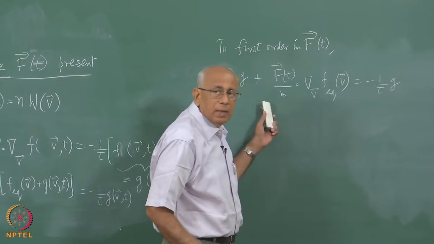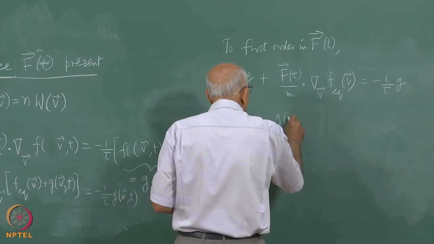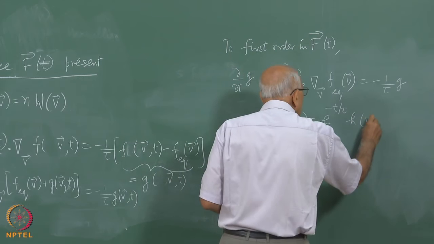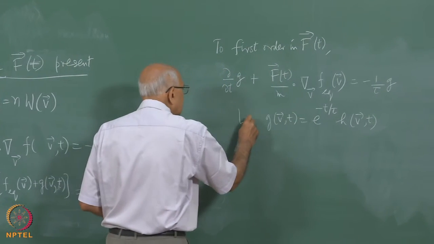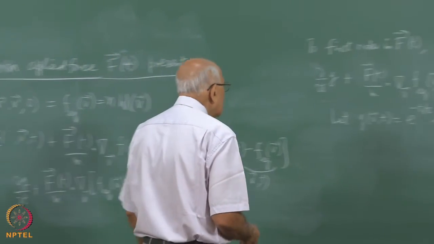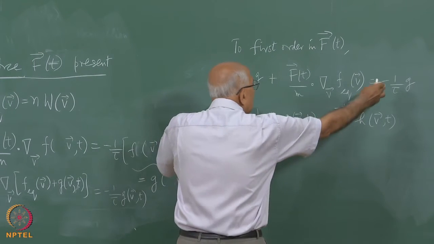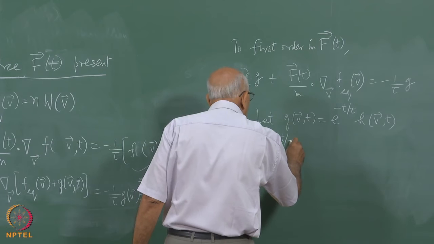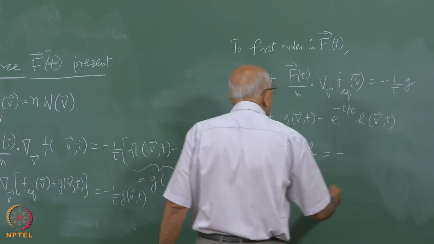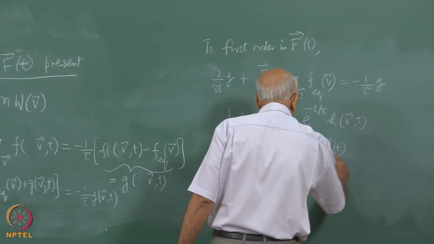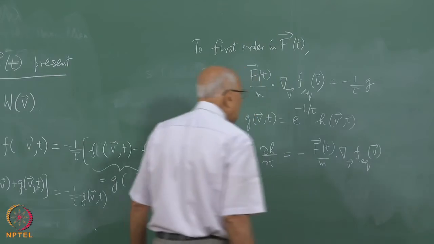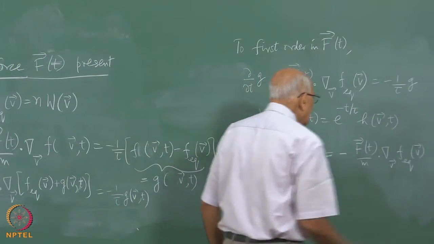Now of course one brings this to this side, and that is the same as saying that g of v comma t equals e to the minus t over tau times something else, let us call it h of v comma t. I am just removing this integrating factor. So the first term is minus 1 over tau times g itself, and that cancels, and then you have e to the minus t over tau delta h over delta t equal to minus F of t over m dotted with the gradient with respect to v of f equilibrium of v. So move e to the t over tau to the right hand side.